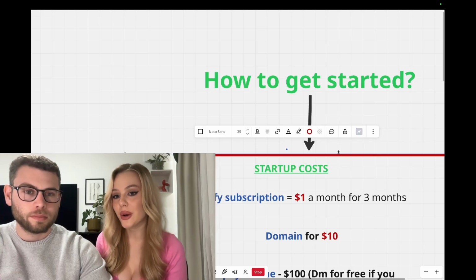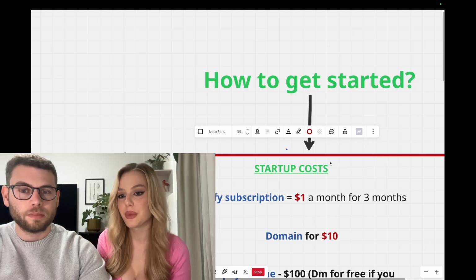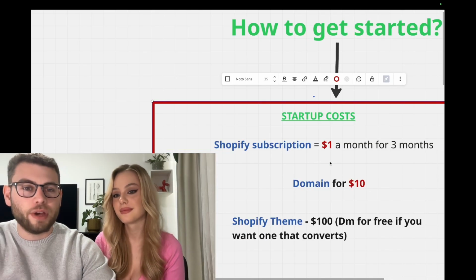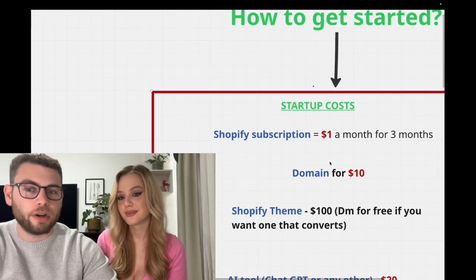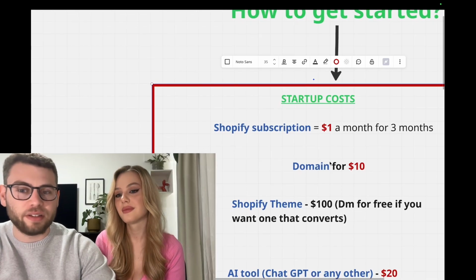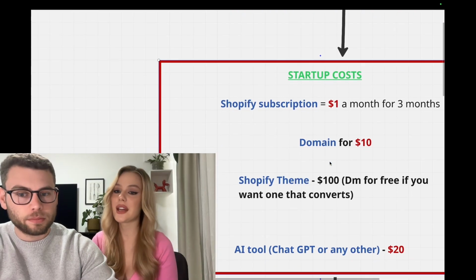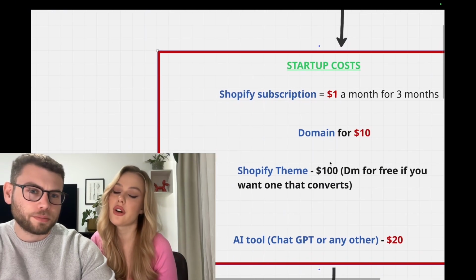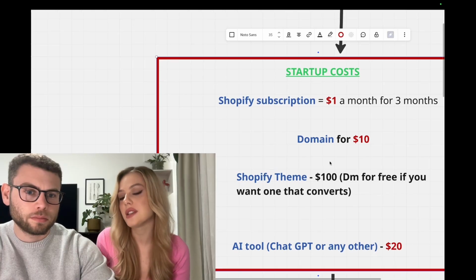And now let's talk about the startup costs, because this is where most beginners get confused. The truth is, you don't need a lot of money to start. First, you have to create your website. Shopify is currently offering around $1 for the first 3 months, so your store is basically set up for almost nothing at the beginning. Next is your domain. This is your website name, and it usually costs around $10, so again, it's very affordable.